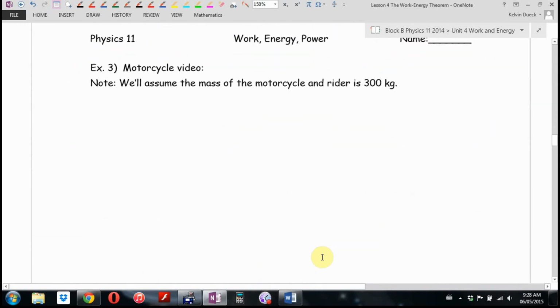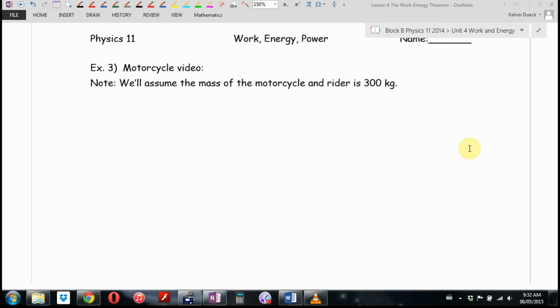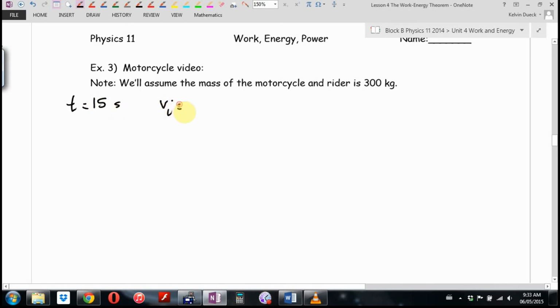We're going to finish with this motorcycle video. Put your pencils down. From the video, we have t equals 15 seconds. We have VI was 220 miles per hour. We'll do a conversion in a second. And we have VF equals 100 miles per hour.